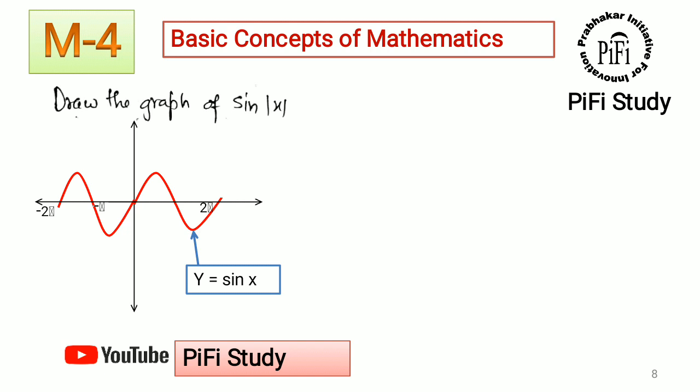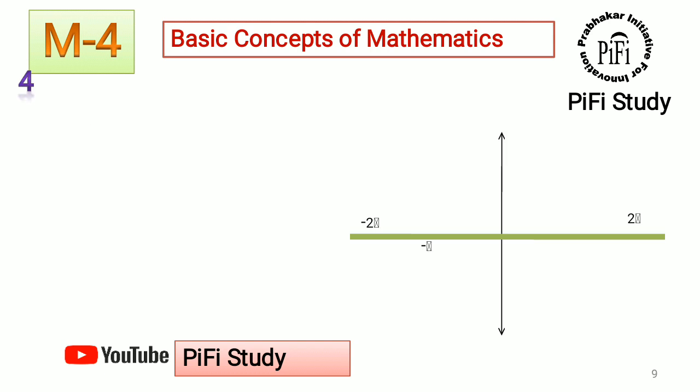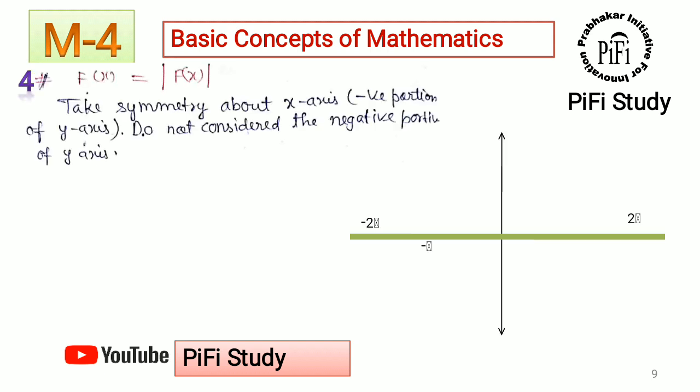Remove the negative portion of the x-axis, that means in this way. Then put a mirror on the y-axis in this way. Then take the symmetry or take the mirror image of the remaining graph. So you will get the plot like this. The plot shown in red color is the plot for y is equal to sin mod x. So next case, fourth case, f(x) is equal to mod f(x).